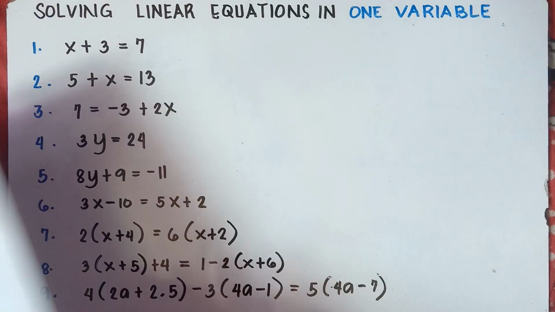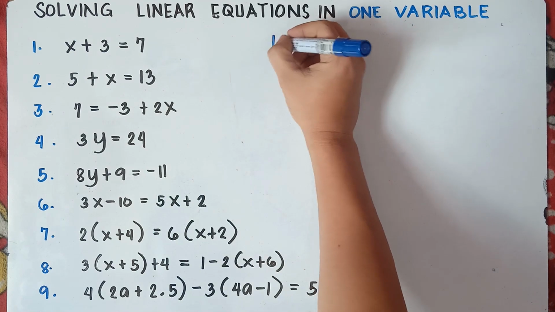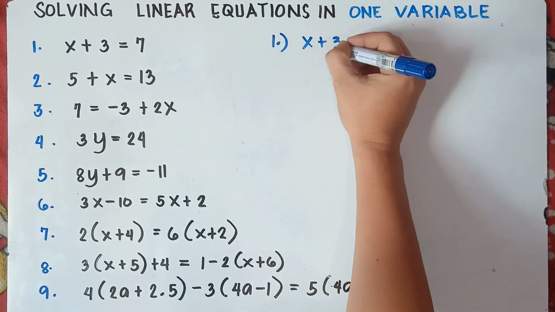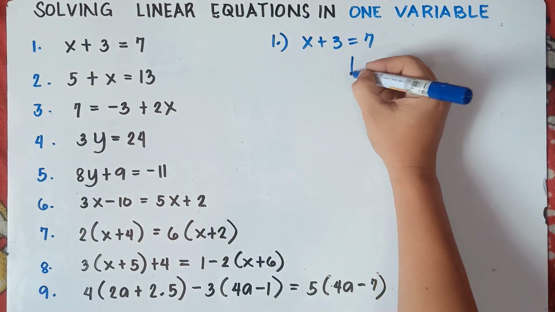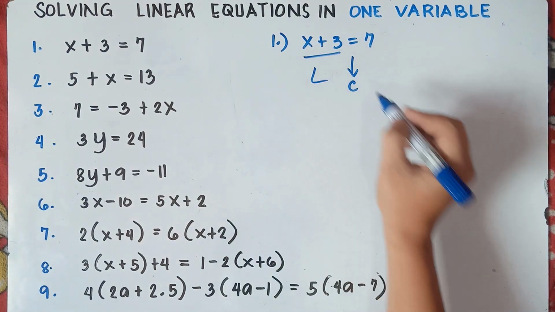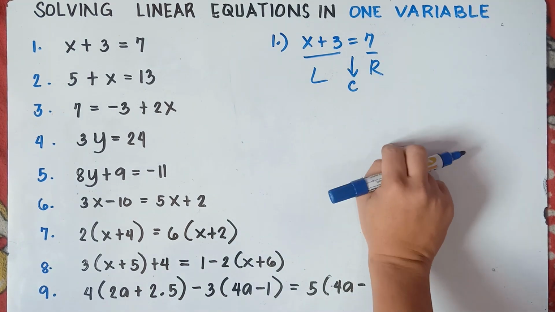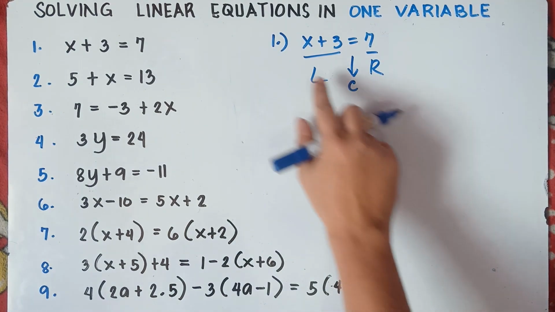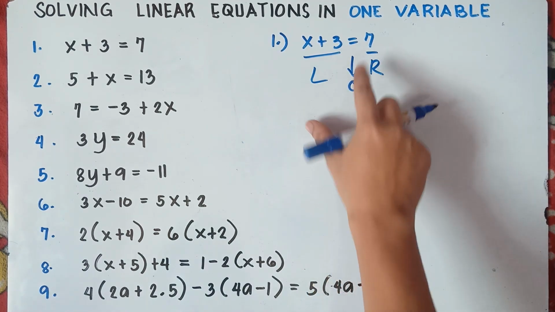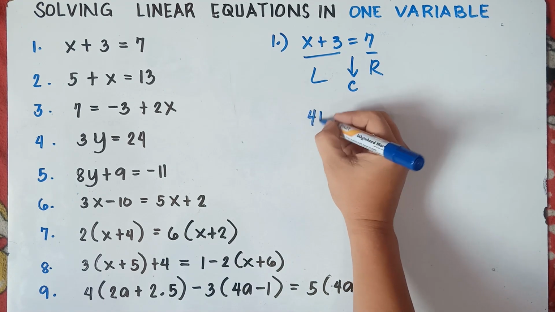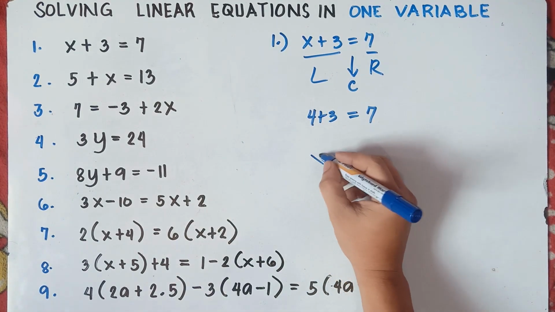Alright, let's start with number 1. Let's try the basics. Number 1: x plus 3 equals 7. Once again, this is our center, the equal sign. This will be the left side of the equal sign, and this will be the right side. You think of it this way: what number for x, if you add 3 to it, will give you 7? Of course, that would be 4, right? 4 plus 3 is equal to 7. So therefore, our x is equal to 4.